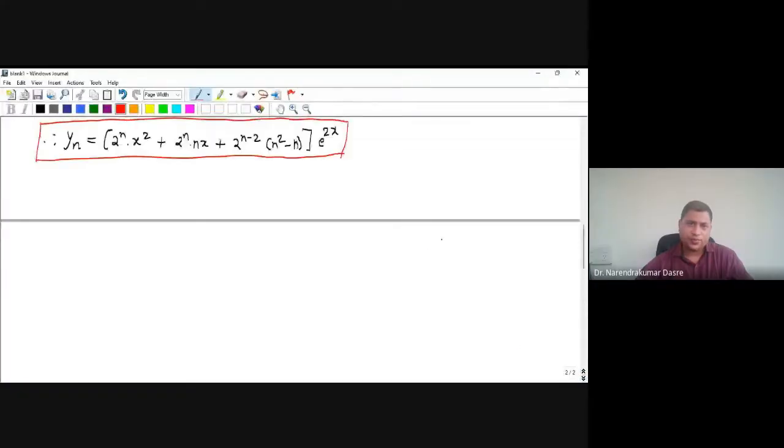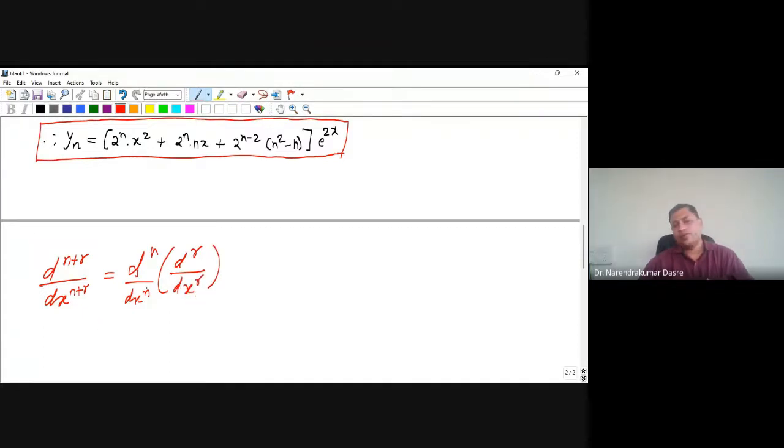Okay, so the idea is, as we know, the laws of indices. If we have a raised to m plus n, then we can write a raised to m into a raised to n. The same thing can be done with the derivatives. Here we want to find the n plus r derivative. Our target is to find the n plus r derivative, and we know the formula for the nth derivative, or up to now we have seen how to find the nth derivative. So if I can find the rth derivative, then I know how to find the nth derivative.